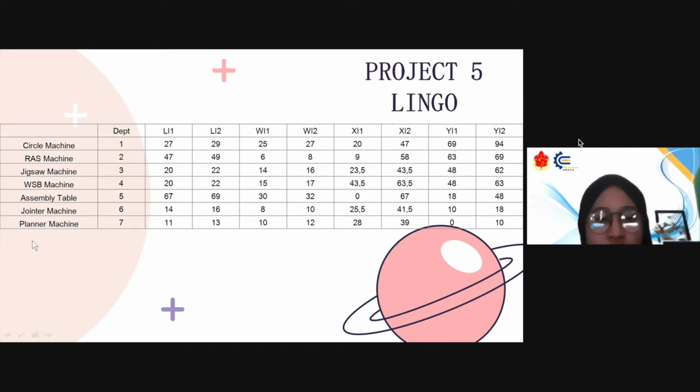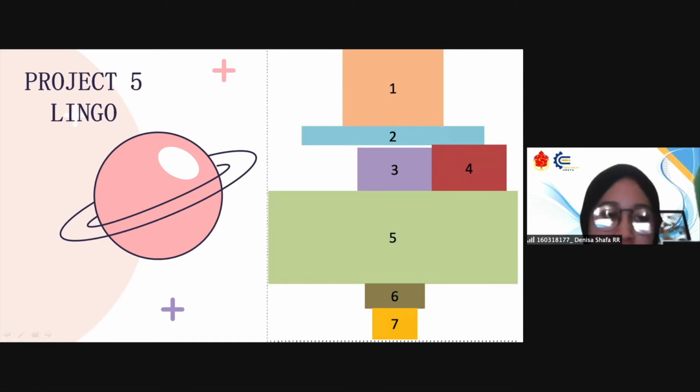The Lingo application is used to create the desired machine layout and can make it easier to draw it. As you can see on the table, length 1 and width 1 are the factory result, which result in A1 from each machine. Length 2 and width 2 are additional dimensions of length 1 and width 1 for the A split. And X1, X2, Y1, and Y2 are the result of the Lingo application. And this is the result from the Lingo application.